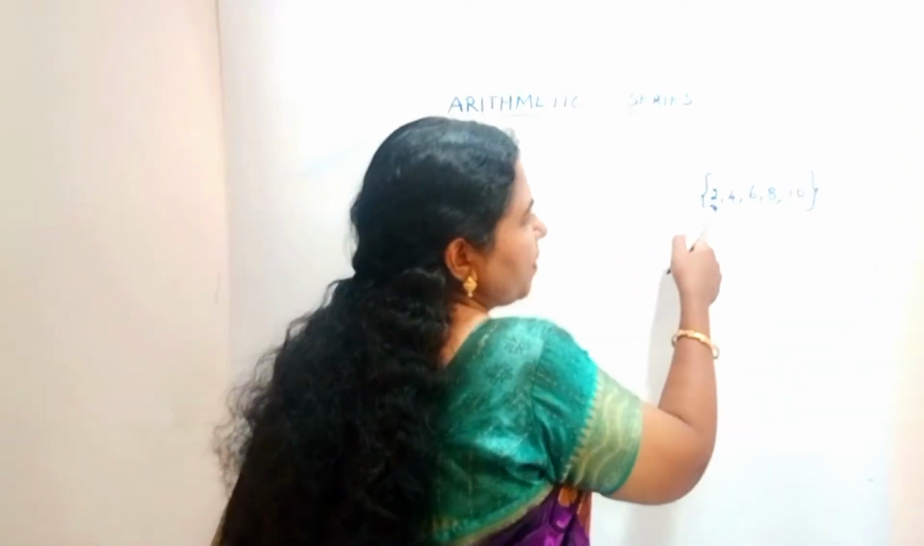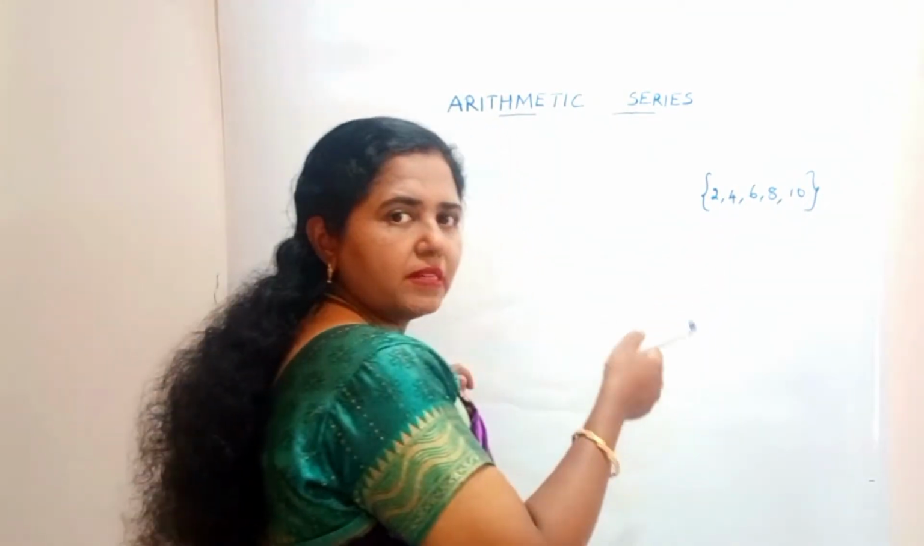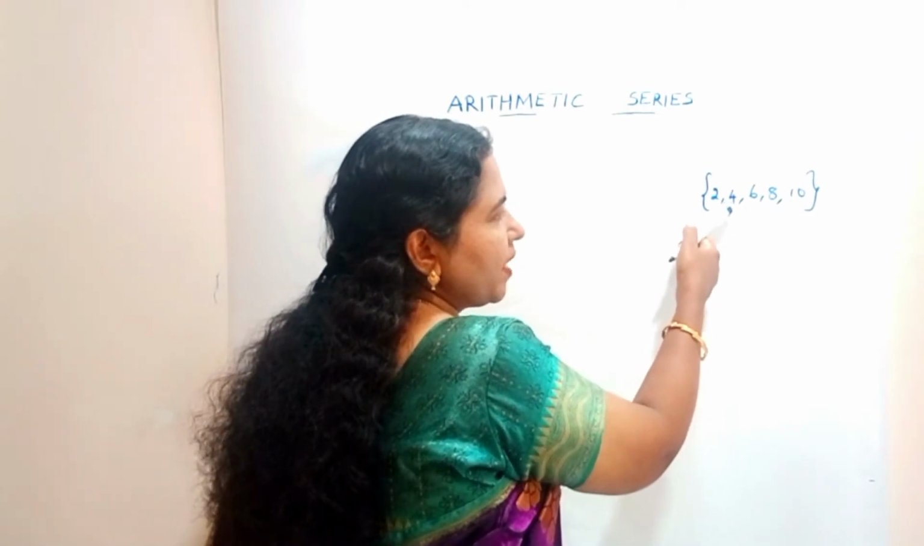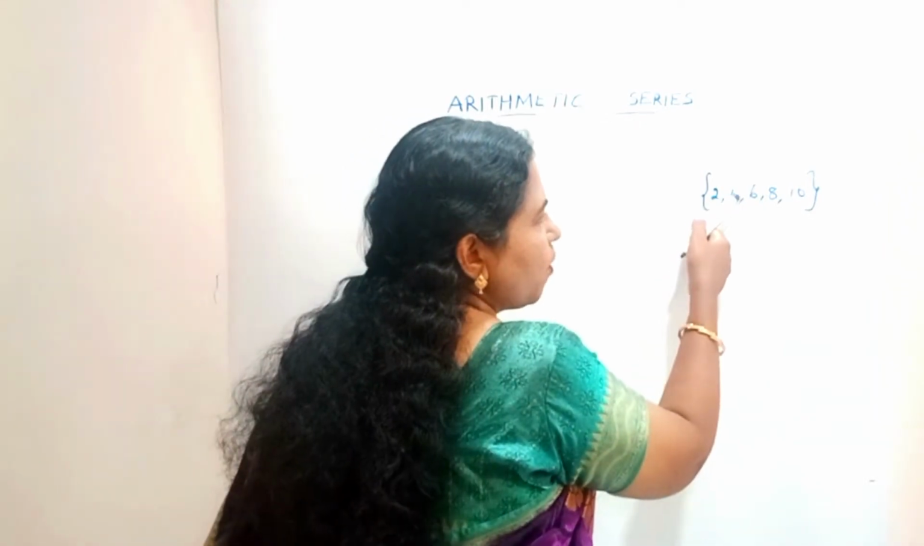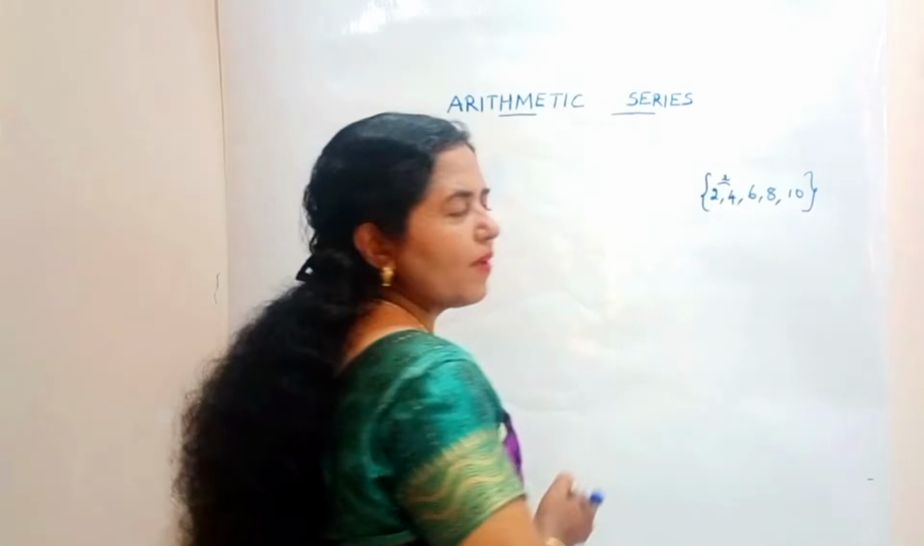So now coming to this 2 and 4, they are the first and the second terms, nearby terms. So both are consecutive terms. So now we can find out the difference between these two terms. So it is 4 minus 2. So it is equal to 2. So the difference value, it is 2.